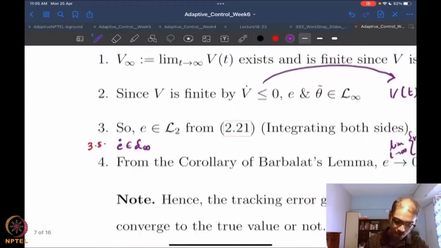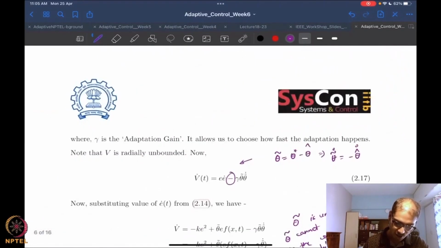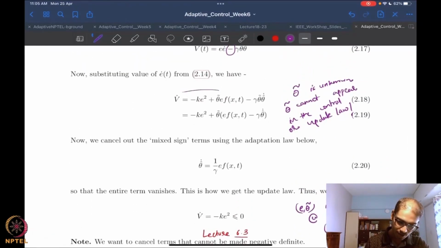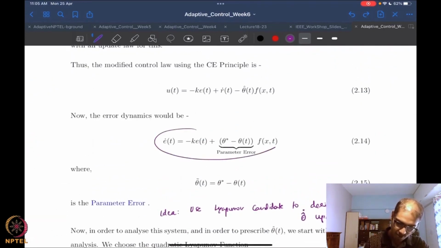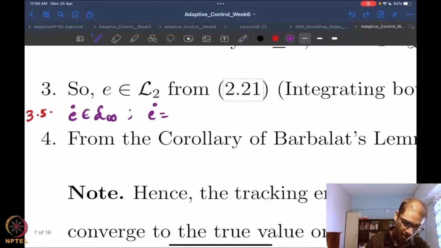How? What is E dot? Let's try to look at what E dot is. E dot is this quantity. It's minus KE plus theta tilde F. So let's just copy it here. E dot is minus KE plus theta tilde F of x, t.